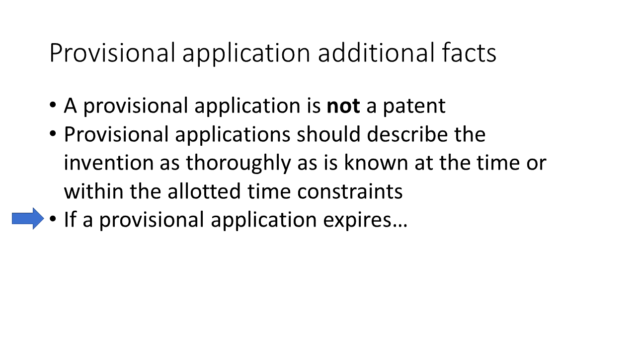I always recommend to people to set a reminder in their calendar 10 months after they file their provisional applications. This way, they can be reminded, and if they want to continue pursuing the invention with a follow-up non-provisional application, there will be time to prepare it and get it filed within that 1-year period.